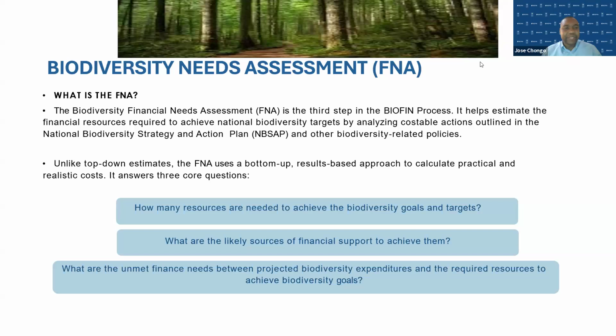So unlike the top-down estimates, the FNA uses a bottom-up results-based approach to calculate practical and realistic costs. It, in a nutshell, tries to answer three main questions: how much resources are needed to achieve the biodiversity goals and targets, usually translated into the NBSAP, and what are the likely sources of financial support to achieve them. So where is that money going to come from in order for a country to implement effectively its biodiversity strategy and action plan.